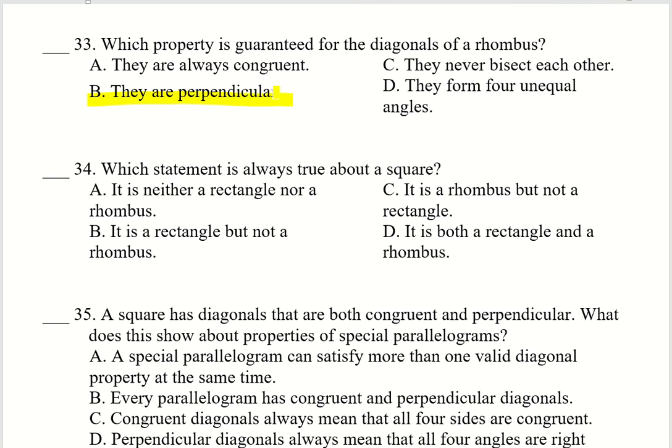34. Which statement is always true about a square? Okay, so our square is both a rhombus and a rectangle. Letter D. 35. A square has diagonals that are both congruent and perpendicular. What does this show about properties of a special parallelogram? A special parallelogram can satisfy more than one valid diagonal property at the same time.